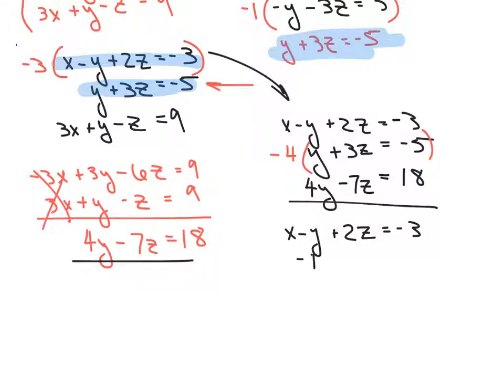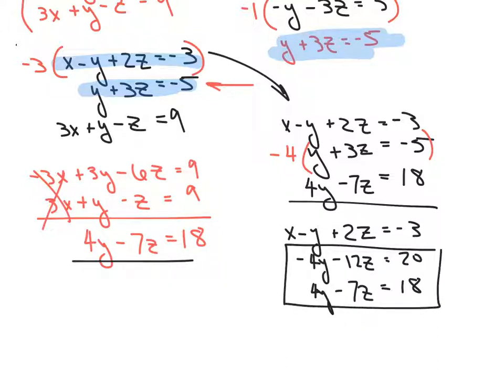So this is negative 4y minus 12z equals 20. And we have our 4y minus 7z equals 18. So we're going to add these two together. And when we add those two together, our y's disappear. We get negative 19z equals 38. Alright, so we got rid of our x and we got rid of our y down here. So we don't have anything. We got exactly where we needed to be, so we're going to lock that up.